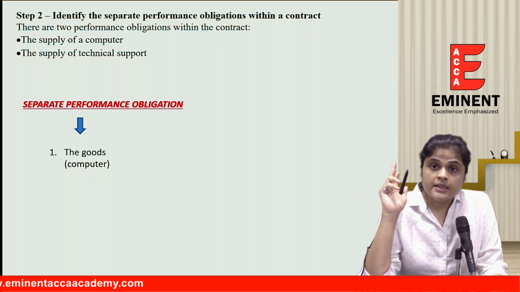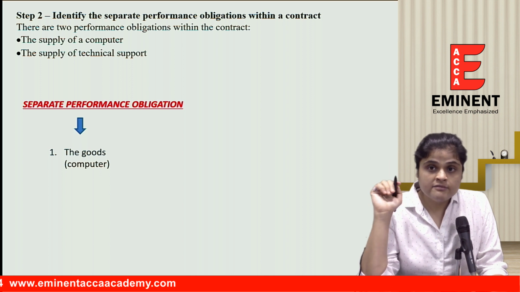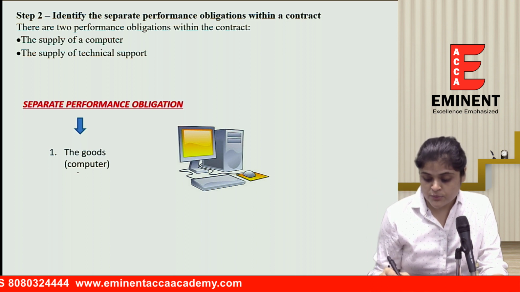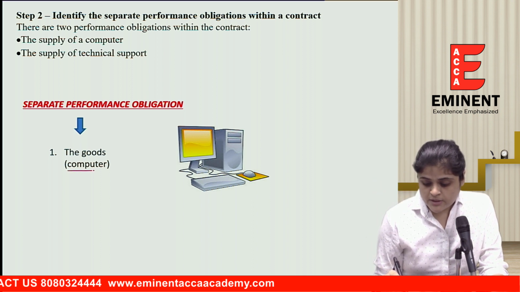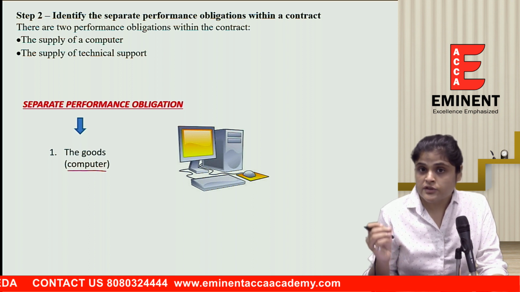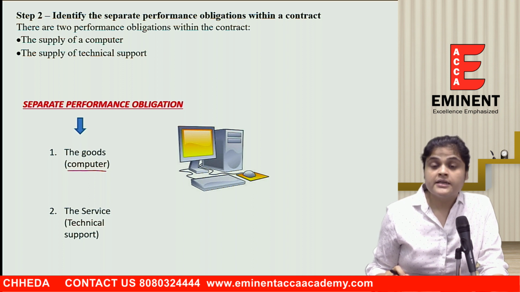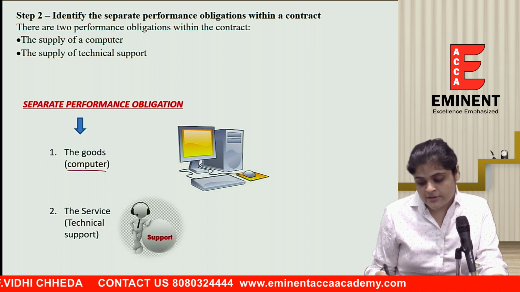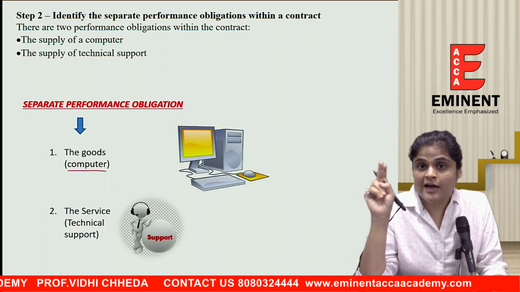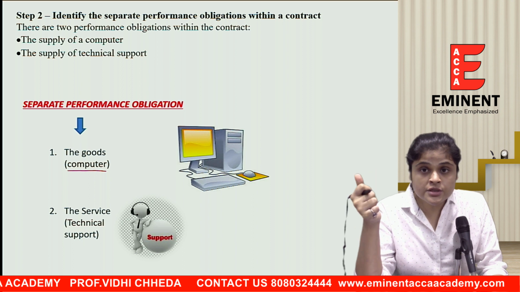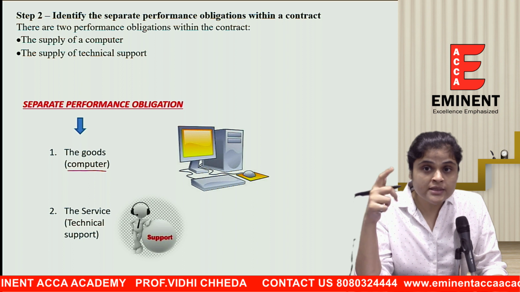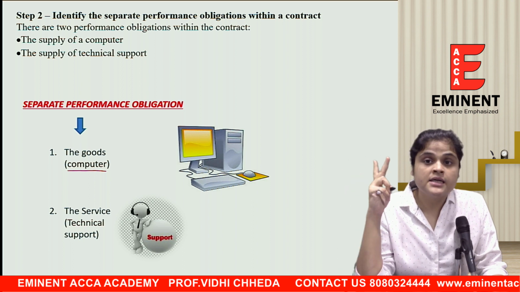So here there are 2 promises which the seller will have to fulfill. The first promise is to provide the goods, that is the computer which is provided on the same date. The legal title is also transferred for the computer. And second, technical support which has to be provided for 12 months, right? There are 2 promises which the seller will have to fulfill. First, the goods, and second, the technical support. So in this arrangement, there are 2 performance obligation.